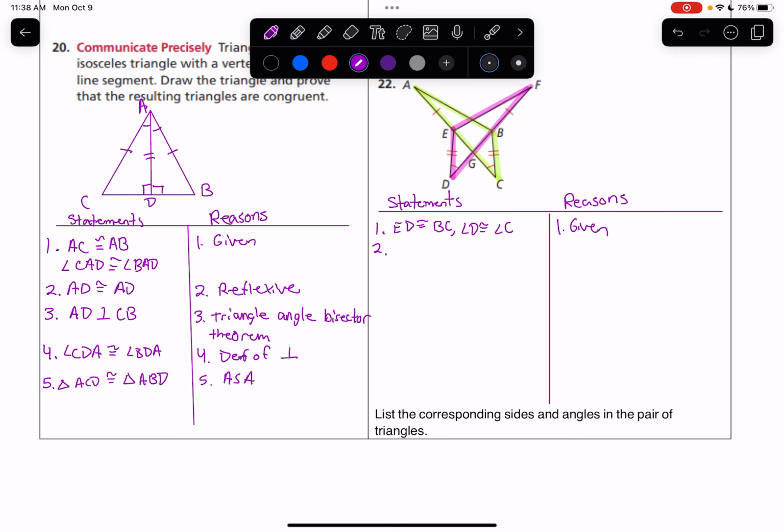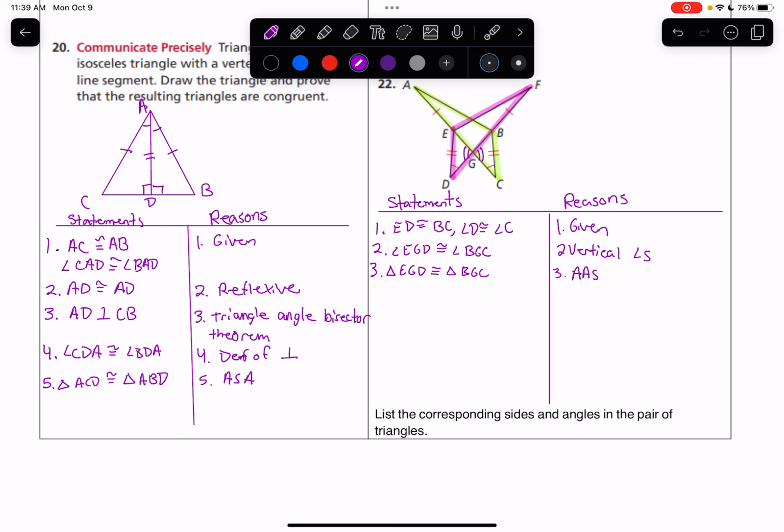For step 2, I'm going to say that angle EGD is congruent to angle BGC by vertical angles. So I know that those two angles are congruent to one another, which means that I know those triangles, triangle EGD is congruent to triangle BGC. They're congruent by angle, angle, side.